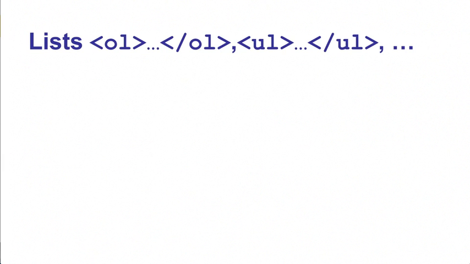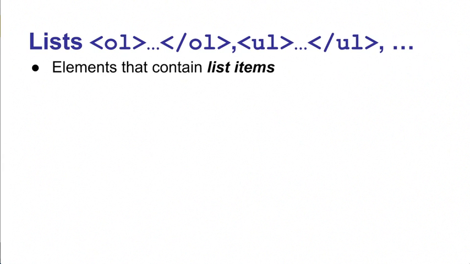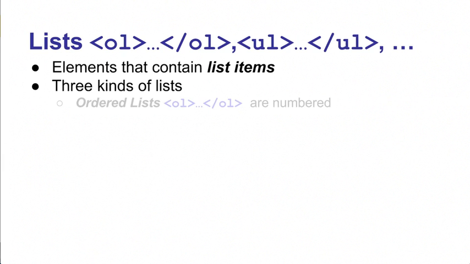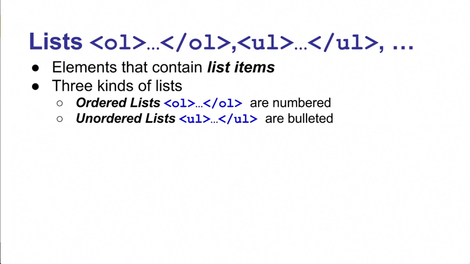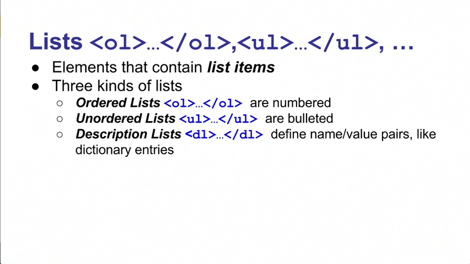Anybody who has ever had to sit through a PowerPoint presentation, or one of these videos for that matter, knows all about lists. A list is a container for list items. There are three kinds of lists. Ordered lists are typically shown with numbers or letters used to indicate sequence. Unordered lists are typically shown as bullet points. Description lists are a bit less common. They're used to define name-value pairs like those in a glossary.